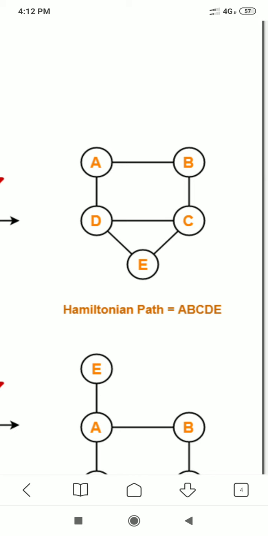So, what is the difference between a Hamiltonian path and a normal path? A Hamiltonian path is a path which contains all the vertices of the graph. Clear? So there may be several paths, but they may not contain all the vertices. So a Hamiltonian path is a special kind of path which contains all the vertices.